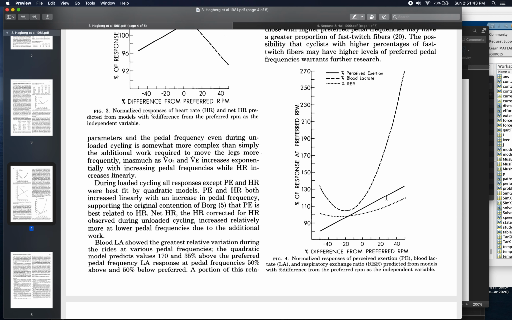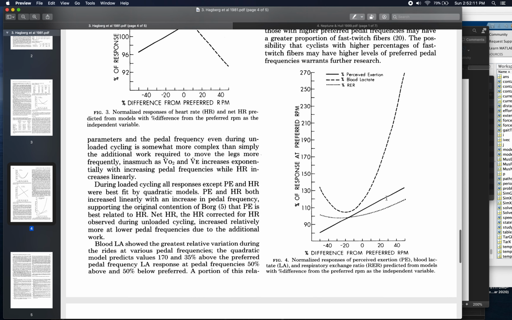if you're not sure what your preferred pedaling rate is, if you want to be on the safe side in terms of minimizing physiological effort, maybe pedaling a little slower than what naturally feels normal and comfortable might be the way to go. So increase your torque a little bit and decrease your pedaling rate. Going in the other direction, decreasing your torque and pedaling at a faster rate than what feels comfortable, that probably is going to be extra physiological effort based on the findings of this one.